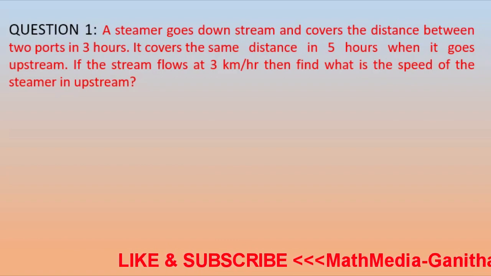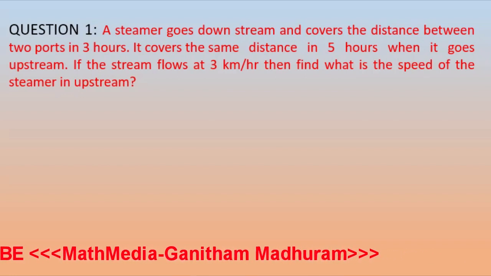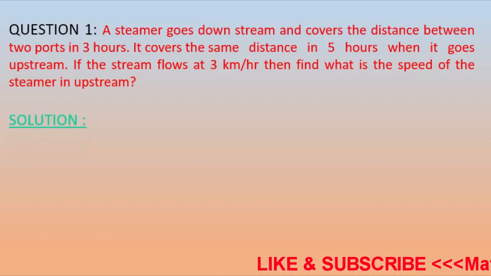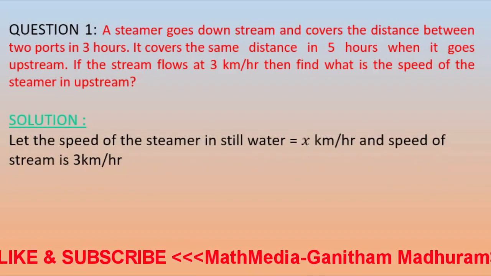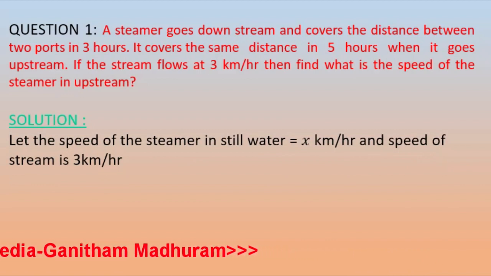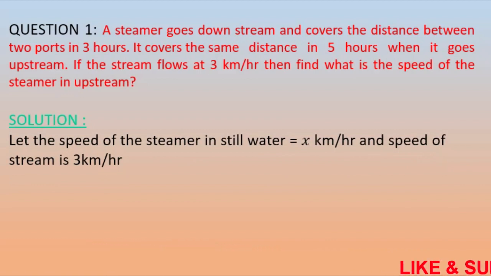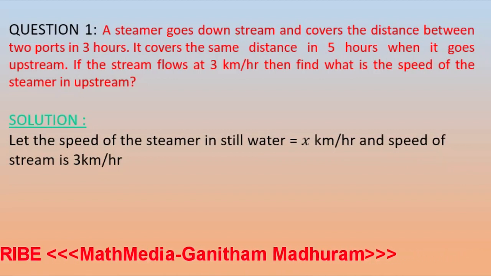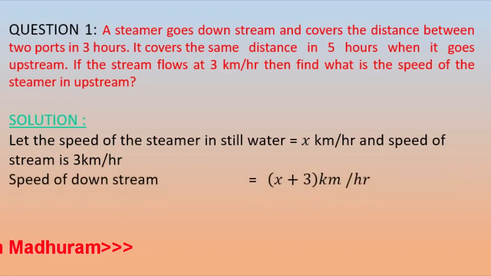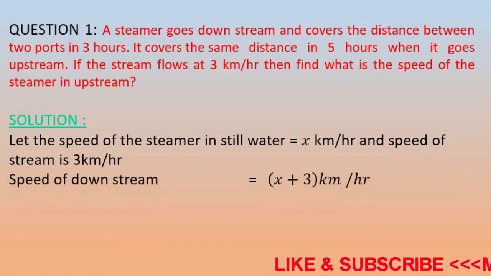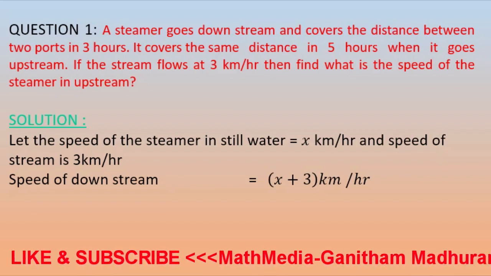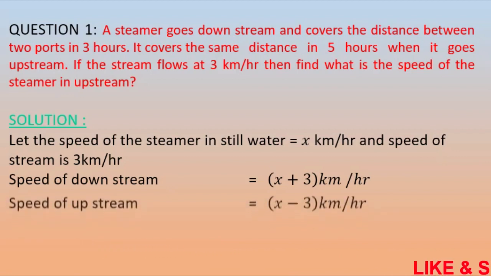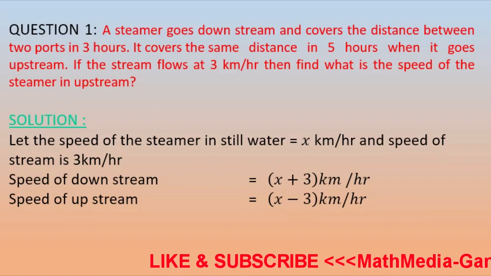So first, the speed of steamer in still water can be taken as x. So we can see how to solve the sum. Let the speed of steamer in still water be x km per hour and the speed of stream is 3 km per hour. The speed of downstream can be taken as x plus 3 km per hour. So the speed of upstream will be x minus 3 km per hour.